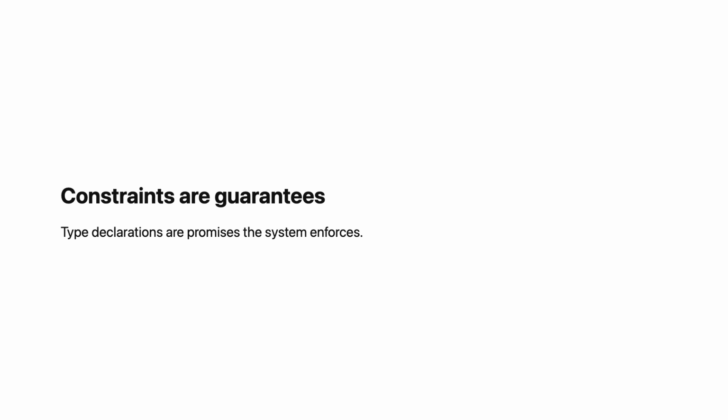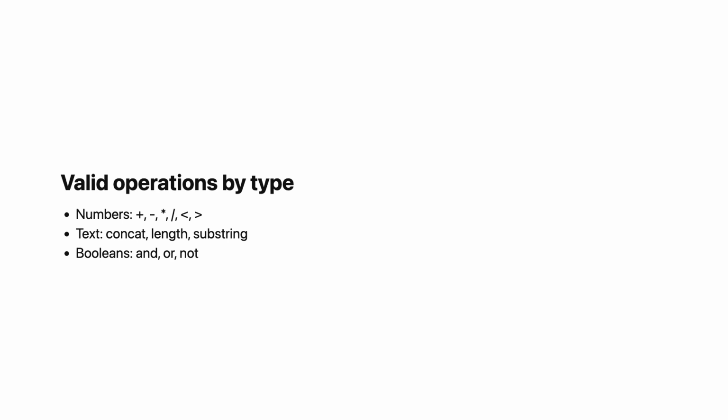Different types support different operations. Numbers support arithmetic, addition, subtraction, multiplication, division. You can compare them. Greater than, less than. Text supports concatenation, joining strings together. You can find the length. You can extract substrings. Booleans support logical operations and, or, not. Collections support operations like adding elements, removing elements, searching, and iterating. When you know the type of data, you know what you can do with it.